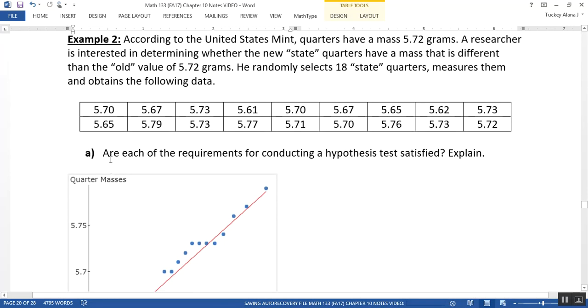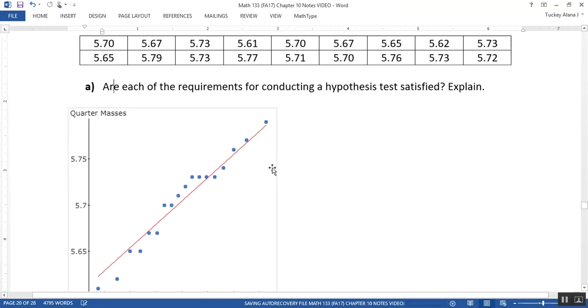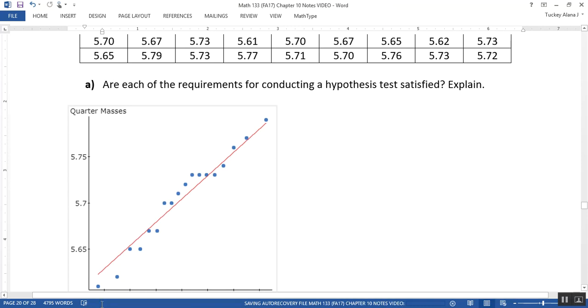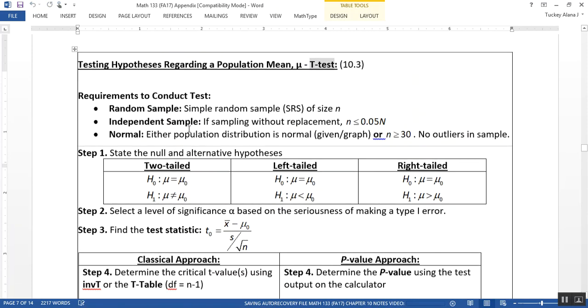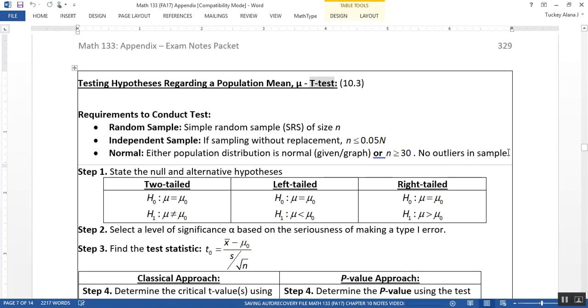So the first question that's being asked is, are each of the requirements for conducting a hypothesis test satisfied? Well, in other words, what I'm asking is, have you met the conditions of the central limit theorem? And those conditions are right here at the top of the appendix. They're also at the top of that page, a couple pages ago in the notes. It has the full test rundown, and the requirements are up here. It's the central limit theorem for means. That's what you want to meet, which is section 8.1. So I'm going to copy these and paste them into my notes, and then I'm going to type them up.